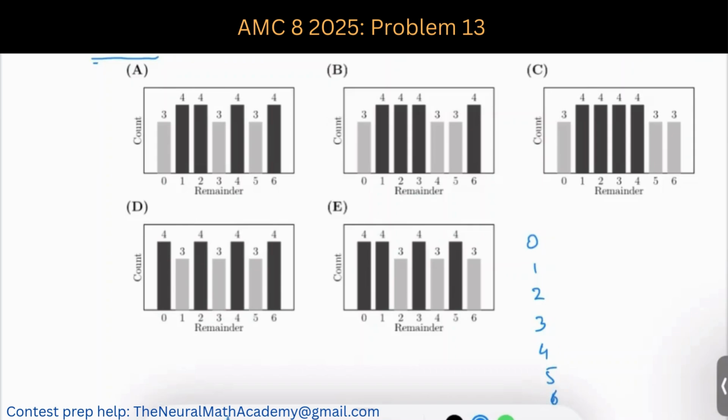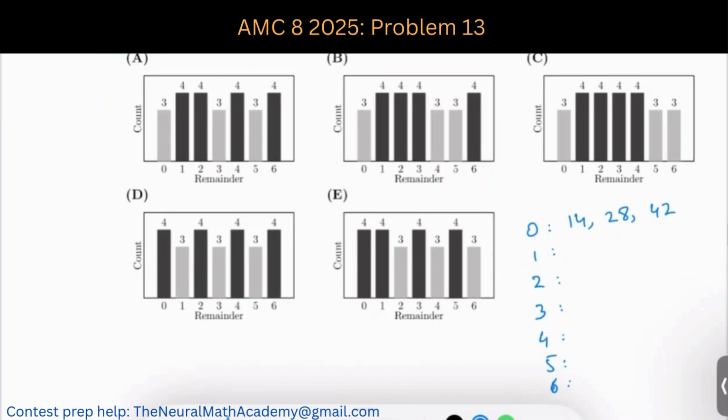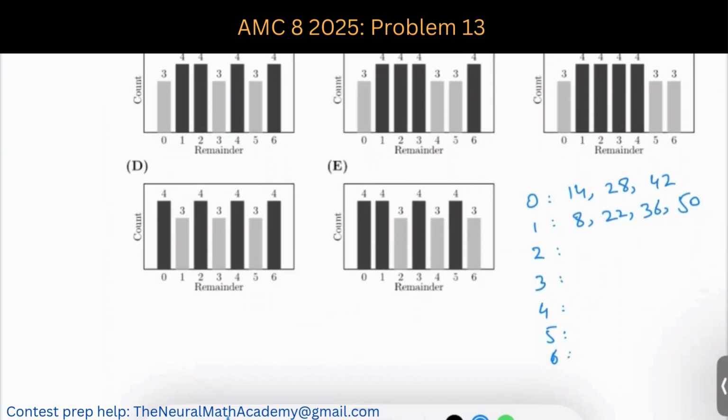And then we can simply list the number of times each remainder will occur. So for example, when we divide 14, 28, and 42 by 7, we will have a 0 remainder. And for 1, we will have 8, 22, 36, and 50. For 2, 2 will itself be there, then we will have 16, 30, and 44.